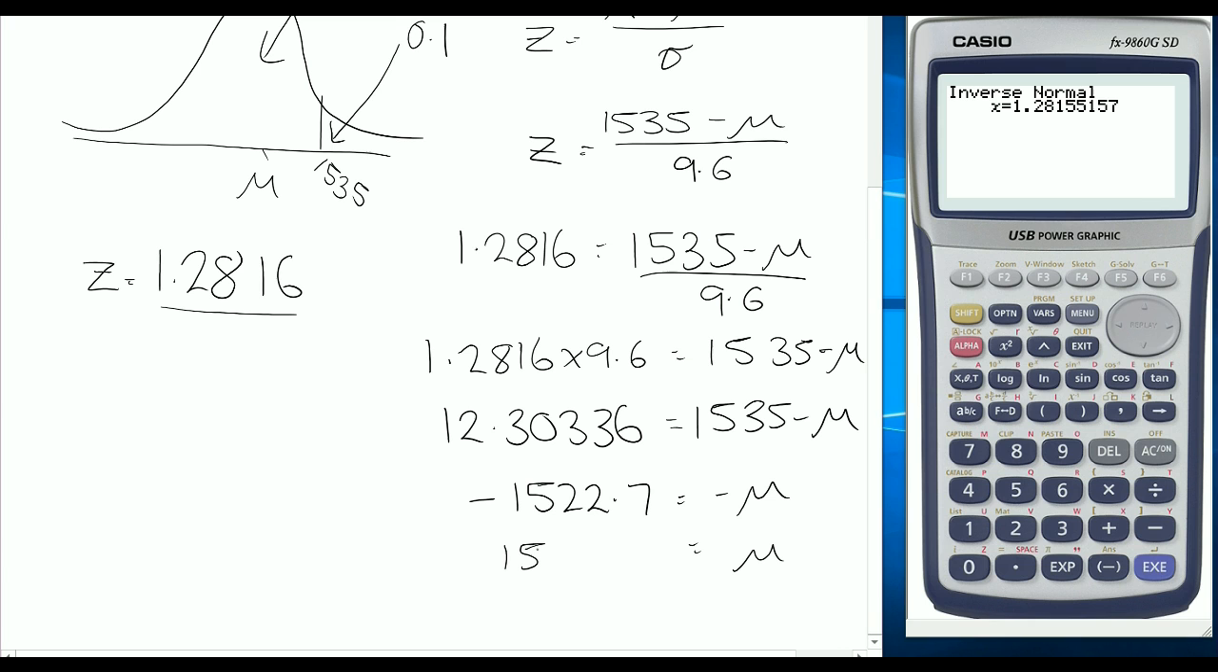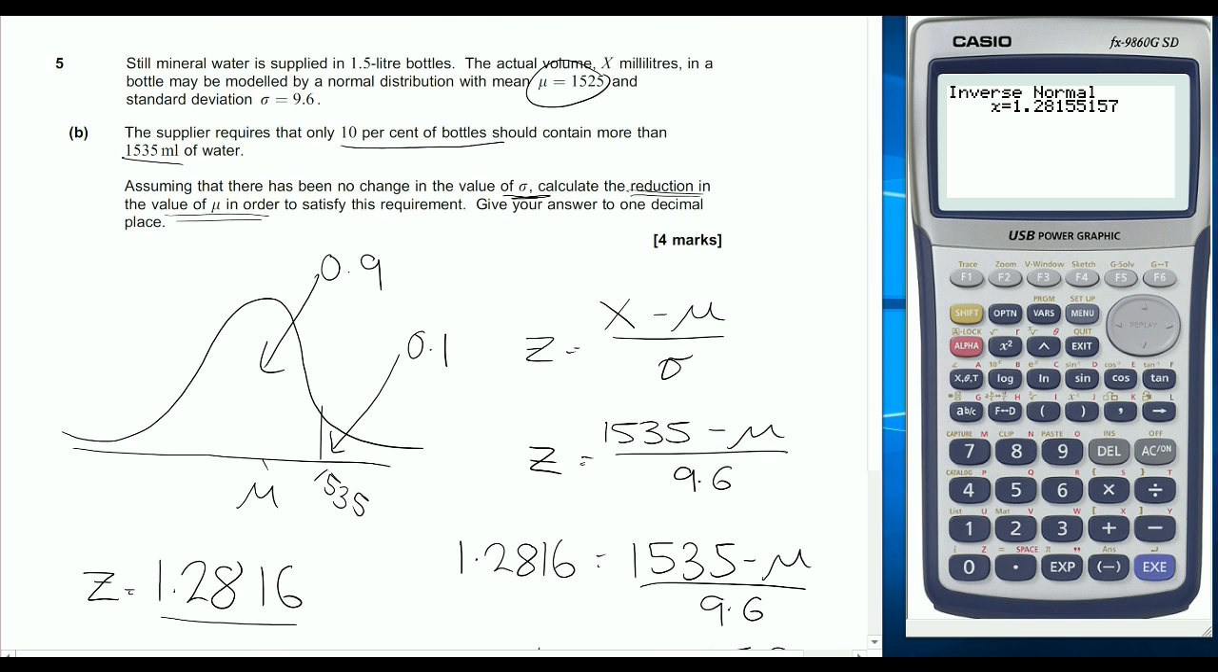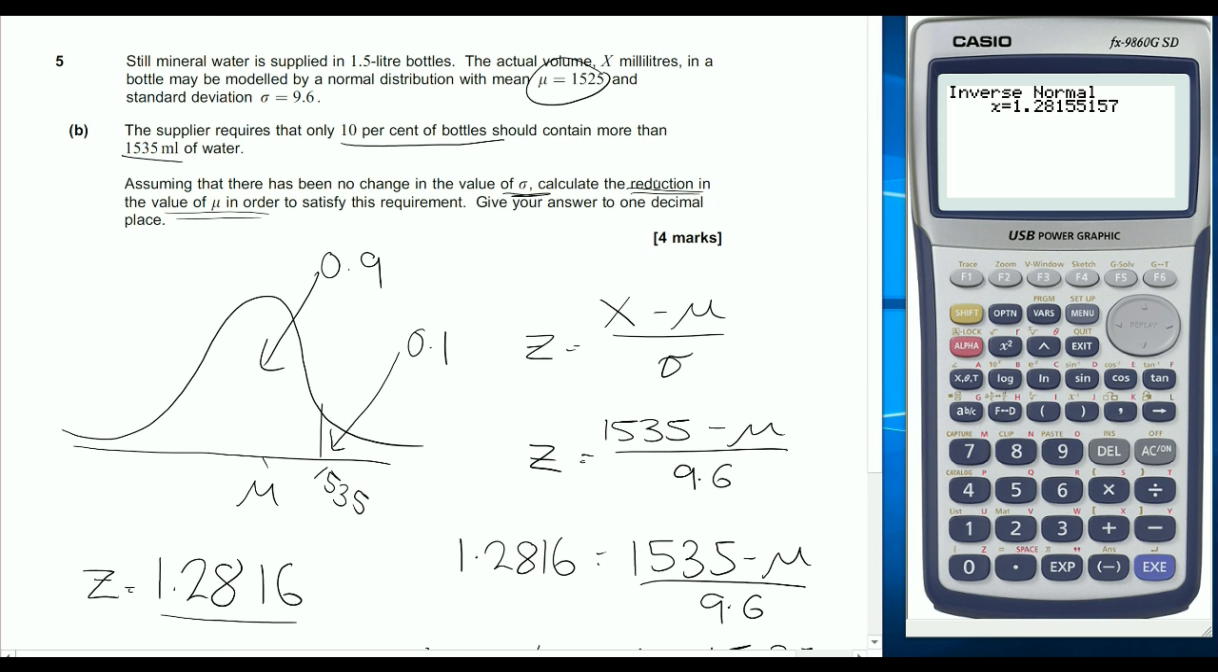Now a lot of students got this far, which was great, but this is only worth 3 of the 4 marks for this question. Because if we go back up to the question, it asks us to calculate the reduction in mu. So let's just highlight that bit. We're looking to calculate the reduction in the value of mu. So that means how much has mu had to be reduced by.